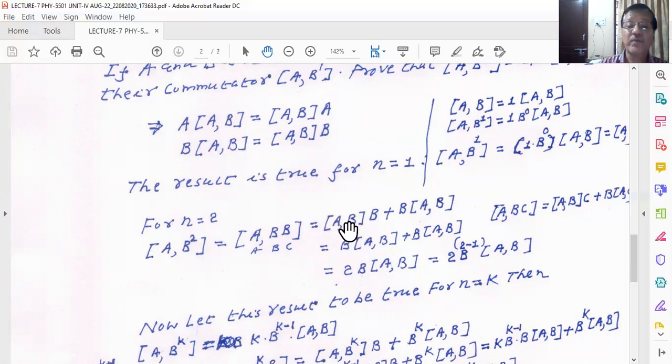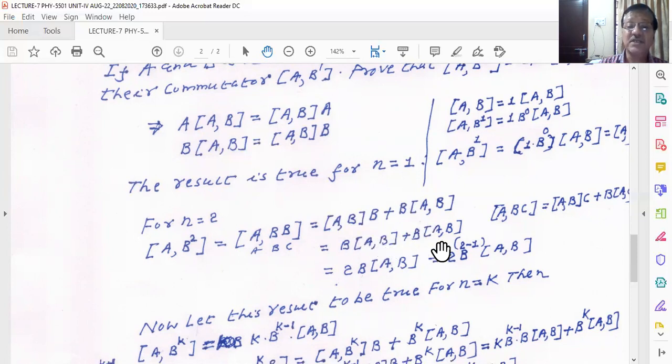the commutator of AB operating on B is equal to operator B operating on the commutator of A and B, because B and the commutator of A and B are commuting with each other. So this condition I can write here.